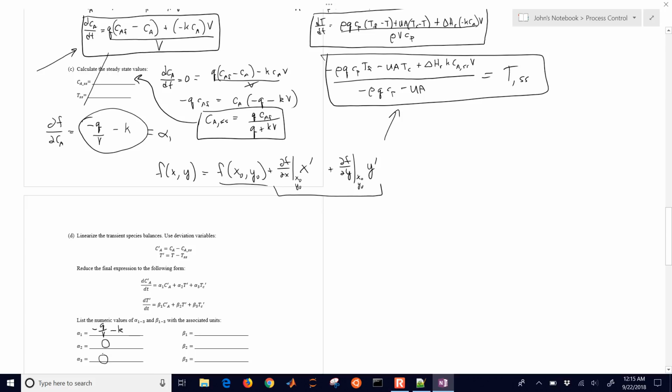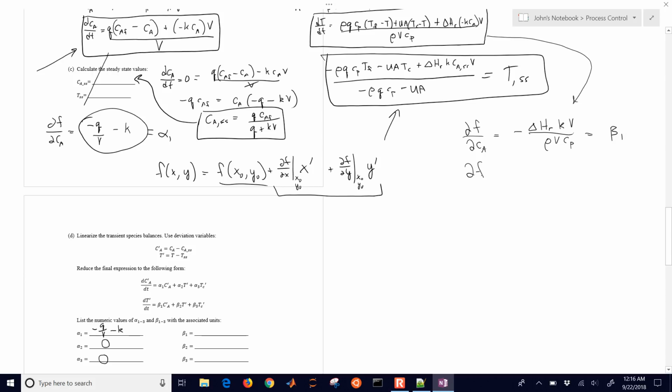Let's go ahead and do this as well for our energy balance. I just need to take the partial of this right hand side of the expression. That's our F with respect to CA, and that's going to be equal to negative heat of reaction, times K, times V divided by rho V C sub P, and that's going to be equal to beta 1.